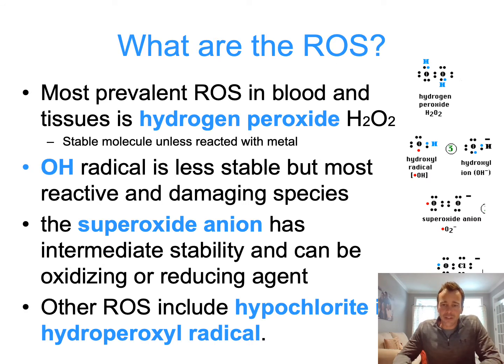So again, here are the main reactive oxygen species. The most prevalent one is hydrogen peroxide. This is fairly stable unless it's reacted with a metal. The hydroxyl radical is less stable, but it is the most reactive and damaging species. The superoxide anion has intermediate stability and can be either oxidizing or reducing. Some other ones are the hypochlorite ion and the hydroperoxyl radical.